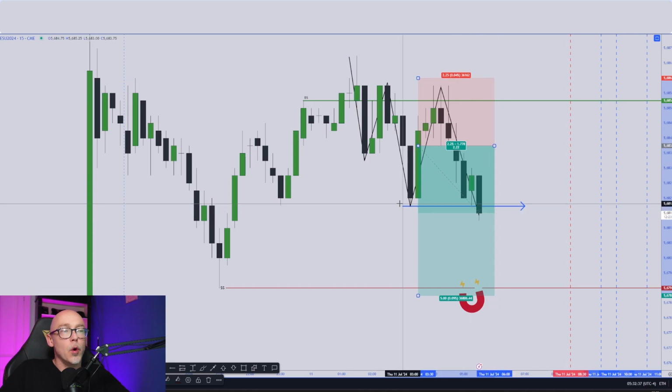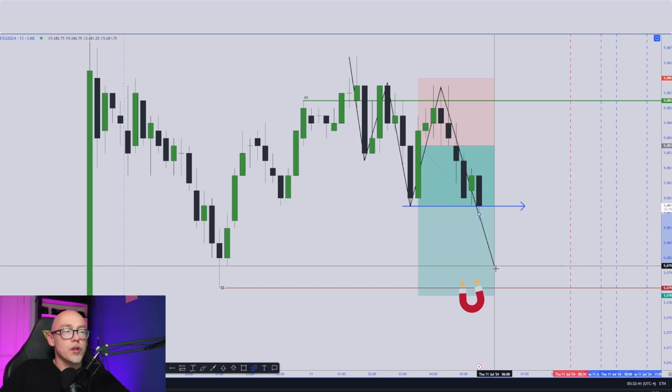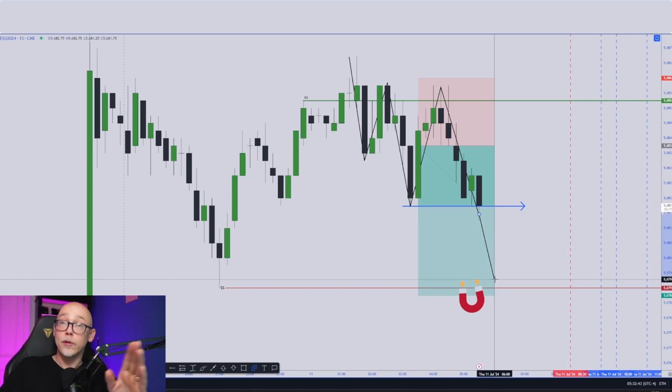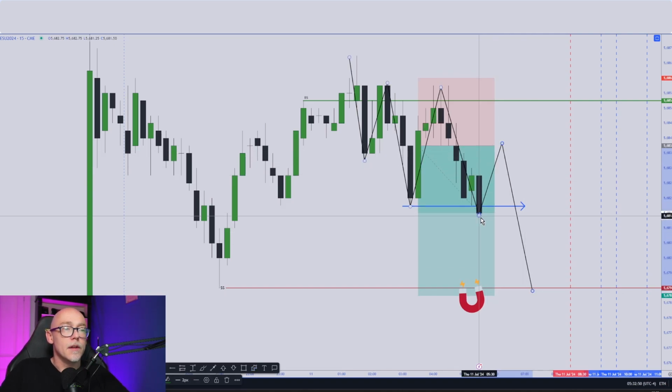Why? Because although we've broken this previous low, it doesn't mean price is just going to run to my target. It would be beautiful if it did, ladies and gentlemen, but it doesn't always mean that. Price can pull back up here before continuing lower. So I'm only interested in moving my stop loss down above these highs here of this trend. It looks good.